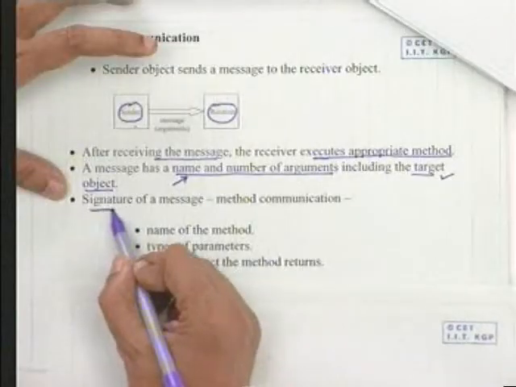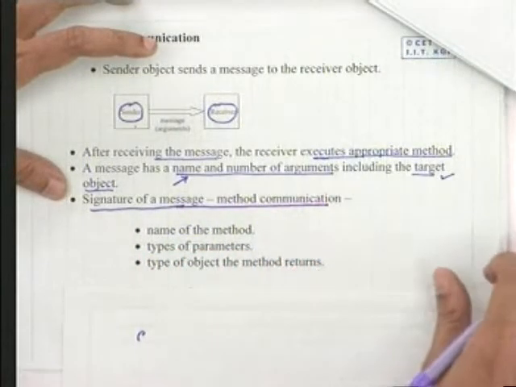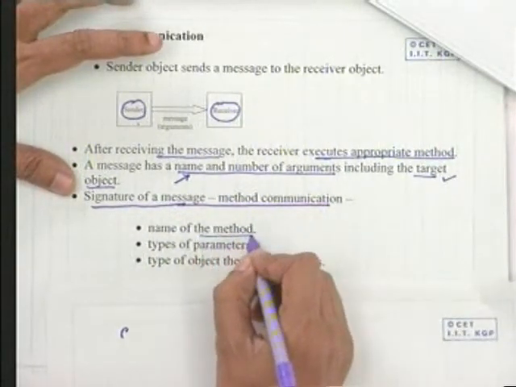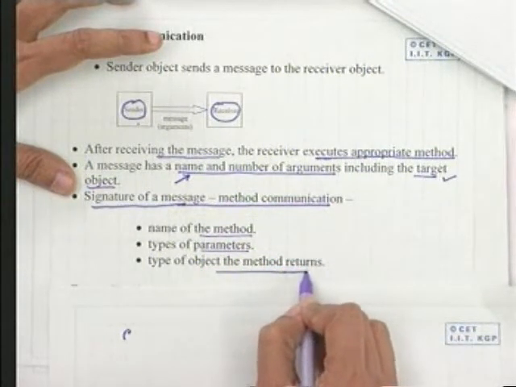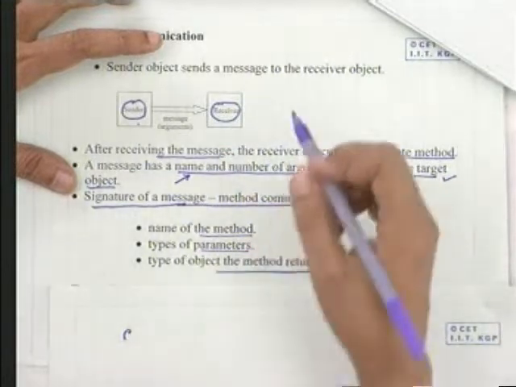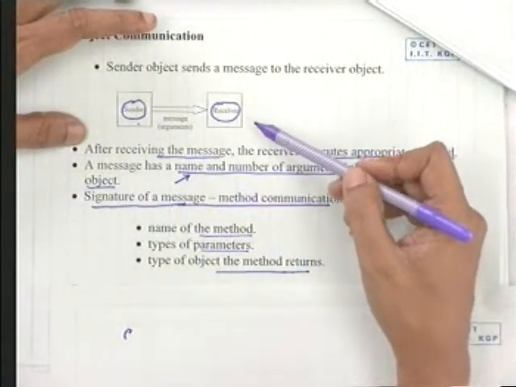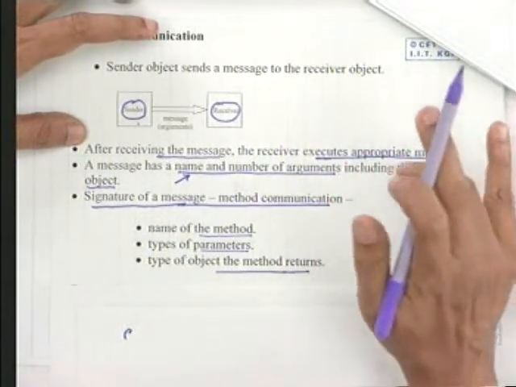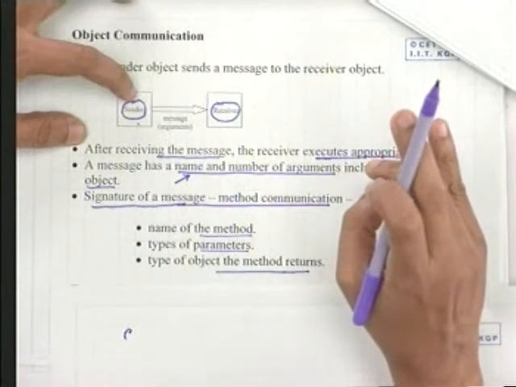So therefore, we can say that the signature of a message or method communication, that is what we will express in this case, is the name of the method to be executed, the types of parameters, and the type of object the method returns. Now, as we have mentioned earlier, whenever the receiver receives a message, it must execute a certain method associated with that message.